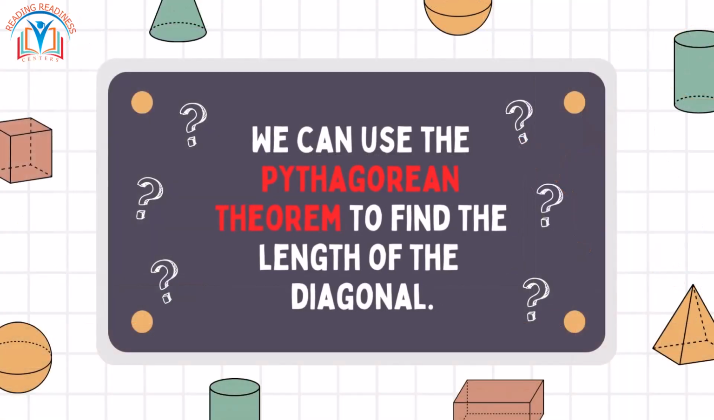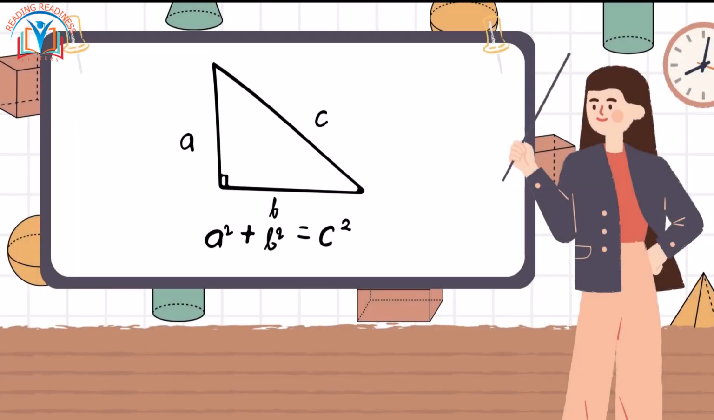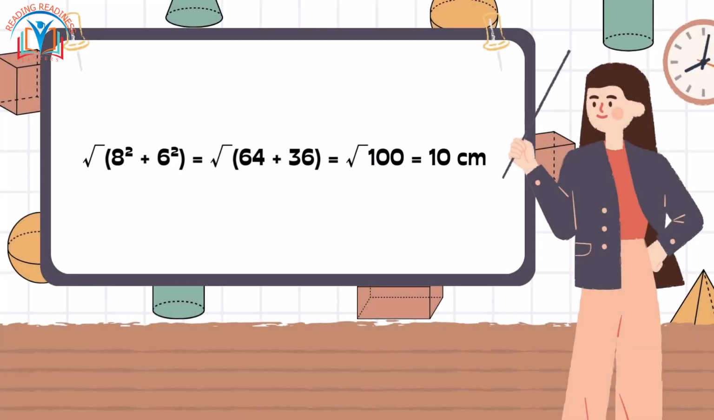We can use the Pythagorean theorem to find the length of the diagonal. The theorem states that the square of the hypotenuse, which means the diagonal, is equal to the sum of the squares of the other two sides. So, we can set up an equation like this.